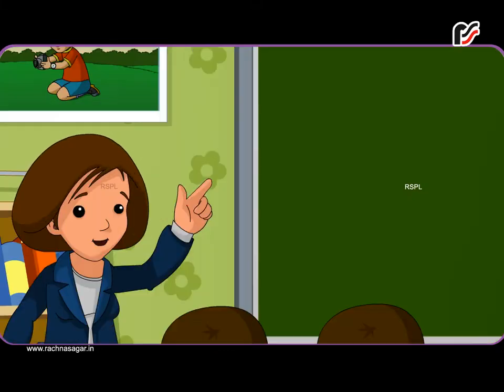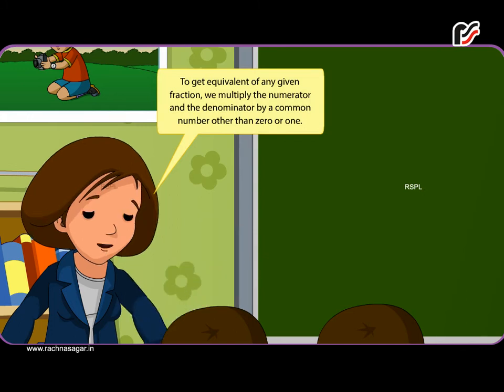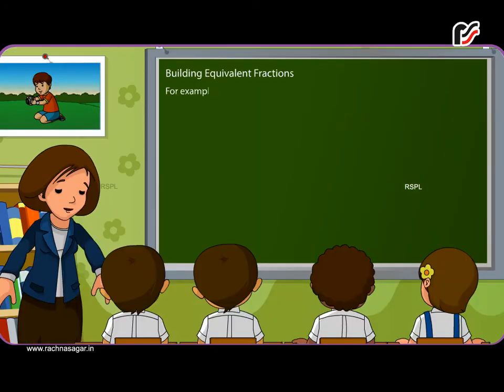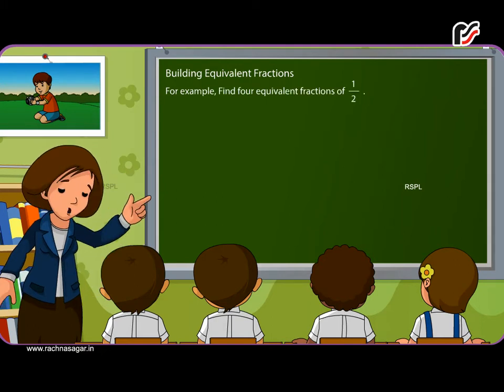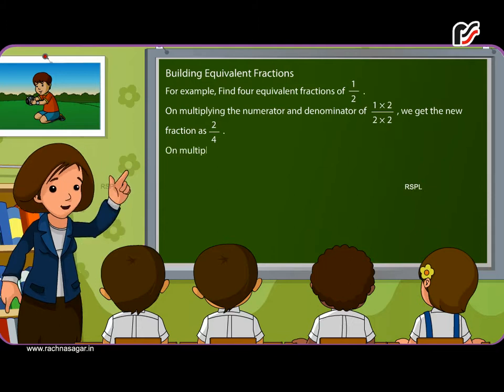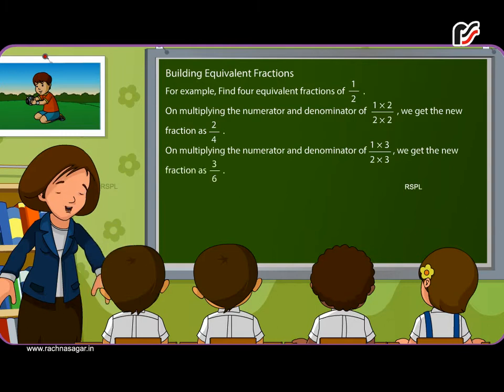Building equivalent fractions. To get an equivalent of any given fraction, we multiply the numerator and the denominator by a common number other than 0 or 1. For example, find 4 equivalent fractions of 1/2. On multiplying the numerator and denominator of 1/2 by 2, we get the new fraction as 2/4. On multiplying by 3, we get the new fraction as 3/6.